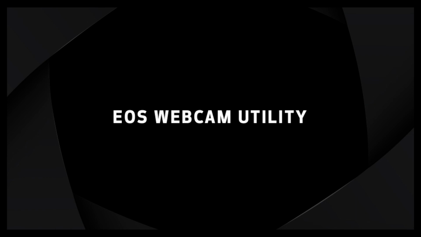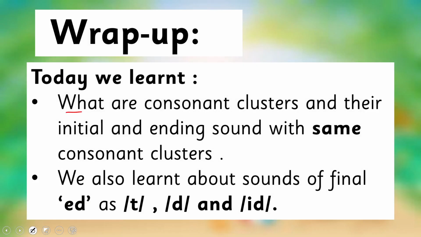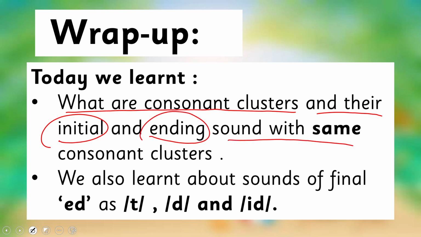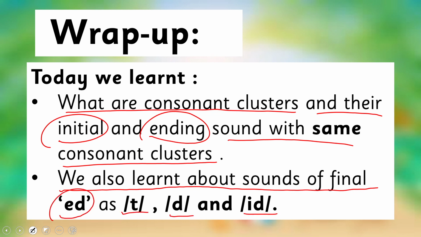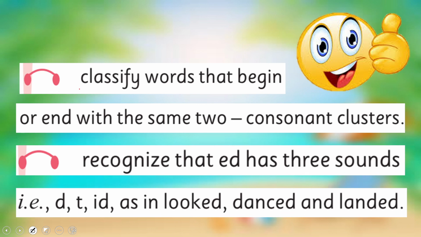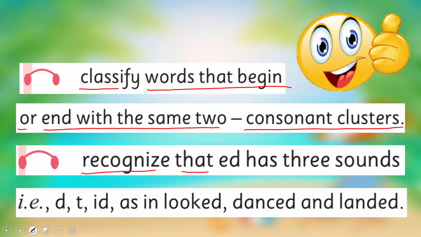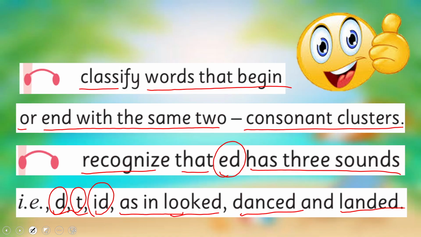So, what we have learned today, we learned what are consonant clusters and their initial and ending sounds with the same consonant clusters. And we also learned about the sound of final ED as t, d, and id. So, in this way, we achieved our SLO to classify words that begin or end with the same 2 consonant clusters and recognize that ED has 3 sounds as d, t, and id, as in looked, danced, and landed.